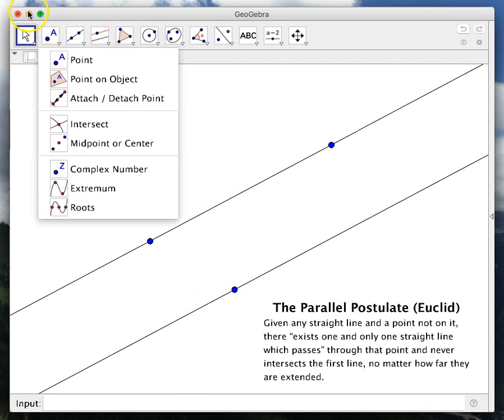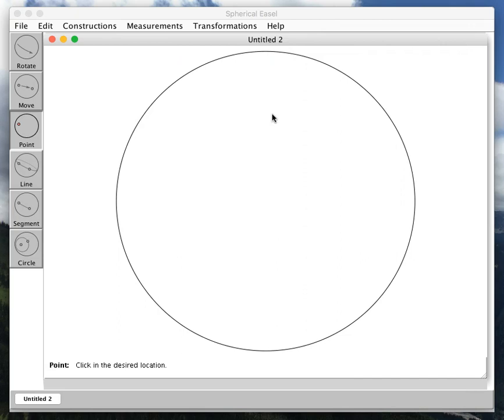So let's look at some examples of something that is not this case. Here I have a program called Spherical Easel. And what this does is it allows you to plot things on a sphere. And I want you to imagine you have a globe in front of you that is clear plastic. Okay, just imagine a sphere, a globe that is all clear plastic and has no writing on it or anything. And imagine if you tried to draw a line on this sphere.